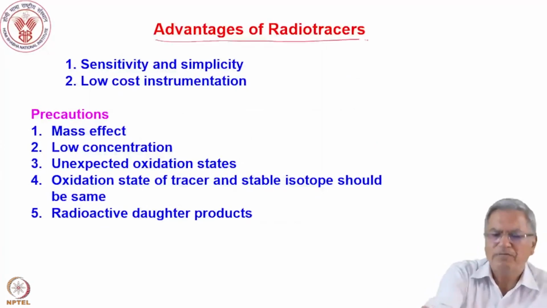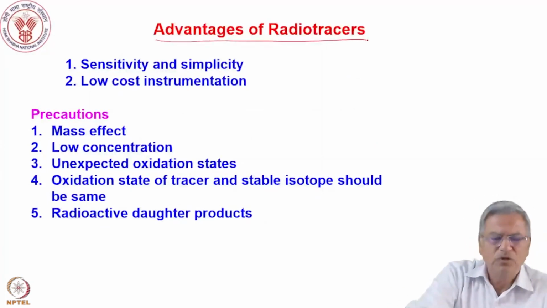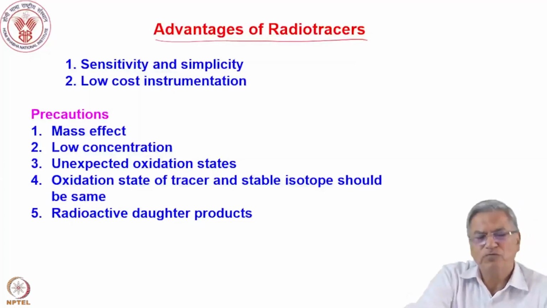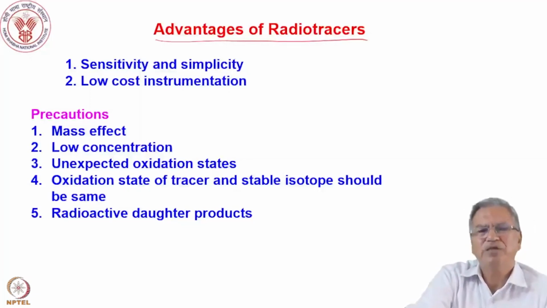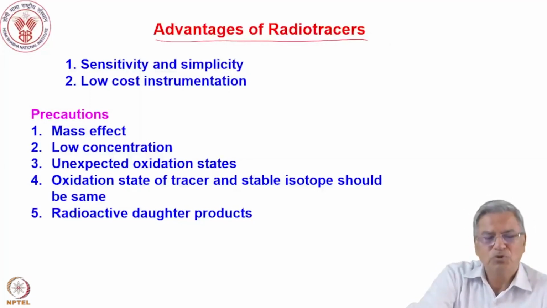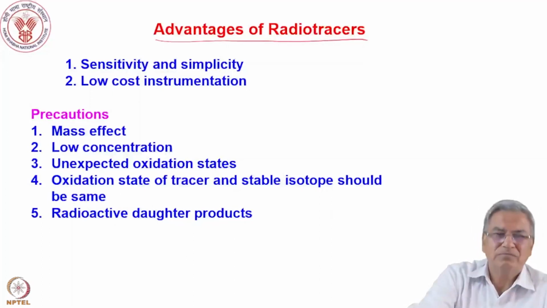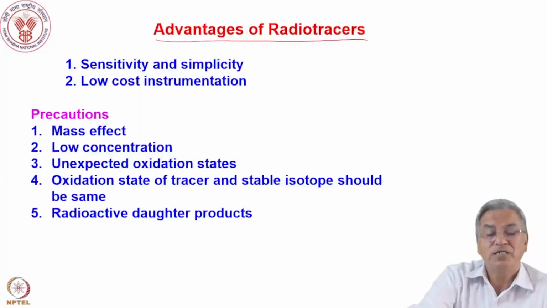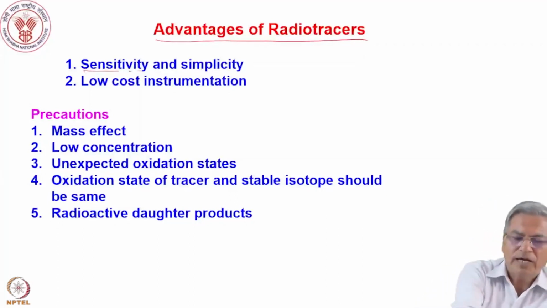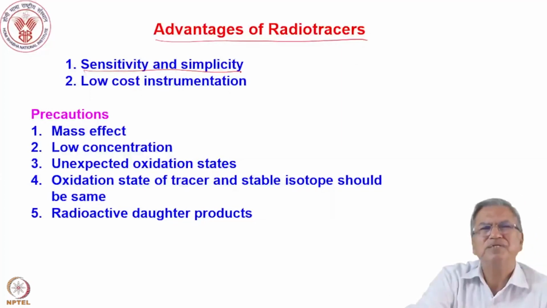Radiotracers have a lot of advantages, and in fact, you will notice that over a period of time, as modern techniques not based on radioactivity have been developed, many of them have become obsolete. But sometimes you will find that they are indispensable. Some experiments you can do only with radiotracers. One advantage is that they are very sensitive. Suppose you are counting a radioisotope emitting a particular gamma ray, then it is very sensitive because that gamma ray is unique to that particular isotope.